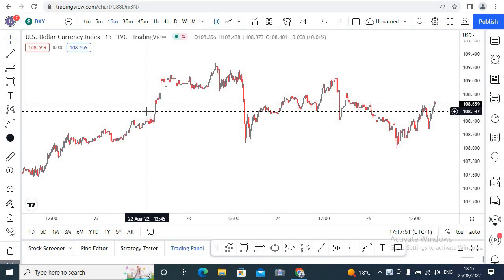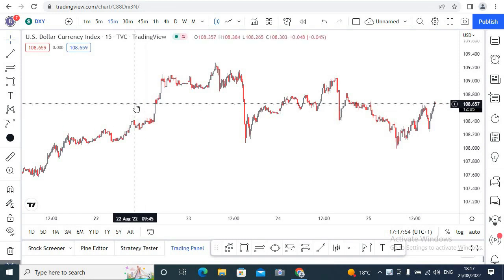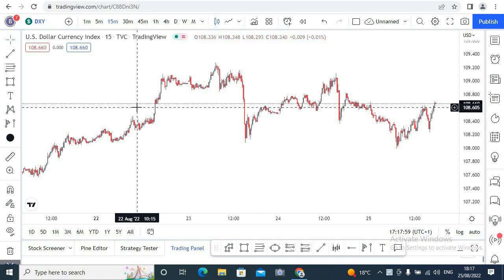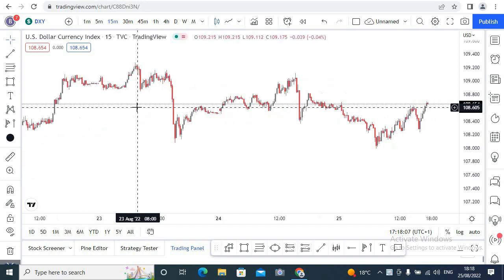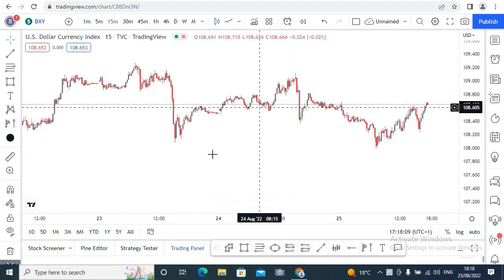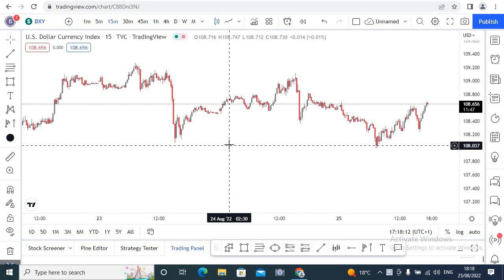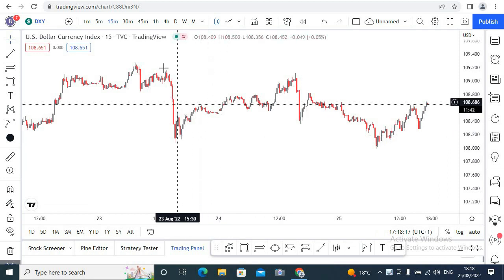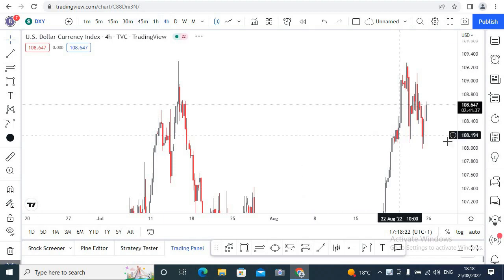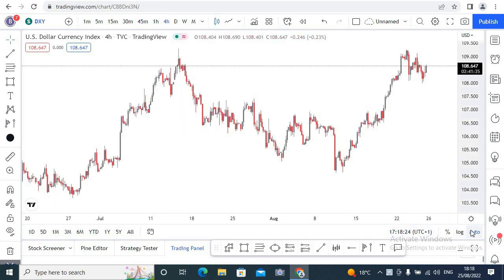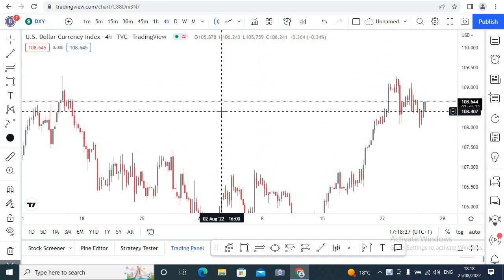So guys, as you can see on our screen, we have a pair which we call DXY. So DXY is a USD index pair which will help you to understand your bias on USD pairs. So what you have to understand, you have to analyze this pair before you look for buy or sell on Euro USD or on USD CAD. So what you have to do, you have to understand your market structure. Basically, you have to understand your market structure, obviously, because that's our major key in the market.